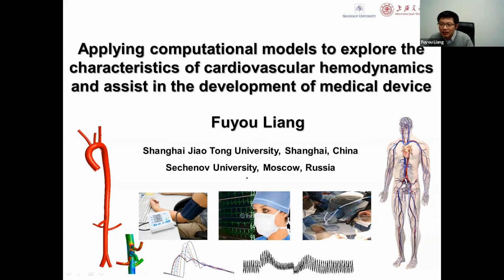And today, I'm going to introduce some studies on the application of computational models to explore the characteristic of cardiovascular hemodynamics and assist in the development of medical devices. I'm F. Liang from Shanghai Delta University and Sichuan University, as Lika has just introduced.